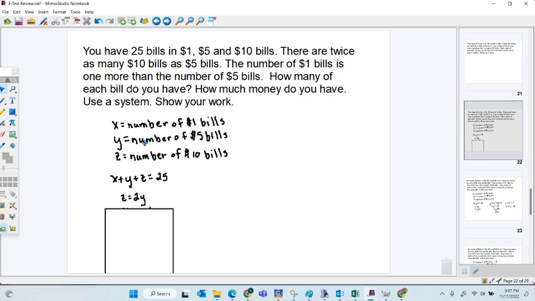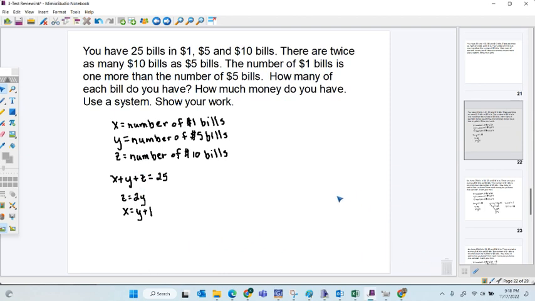The number of $10s is 2 times as many as the 5s. That would imply that there are more 10s, which is consistent with our wording. The number of $1 bills is 1 more than the number of $5 bills. Number of $1 bills, X, is Y plus 1. So we have our 3 equations.